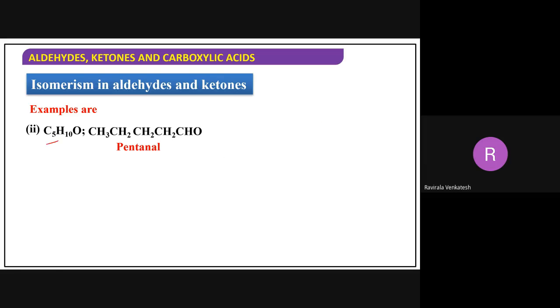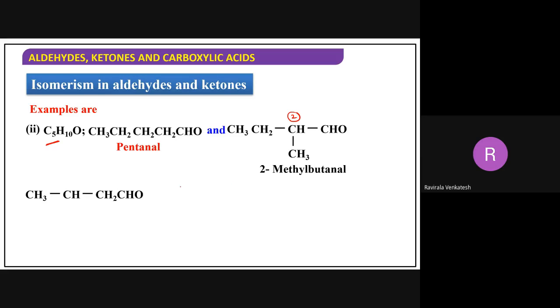We'll take 5 carbons here. Now you can write one straight chain, and you can write some branches here. Or you can put the methyl group in the second position, even the third position. 3-methyl butanal also we can write here. This is the first carbon, second carbon, third carbon, fourth carbon. So as the number of carbons increases, we get more chain isomers. One is the straight chain, n-pentanal.